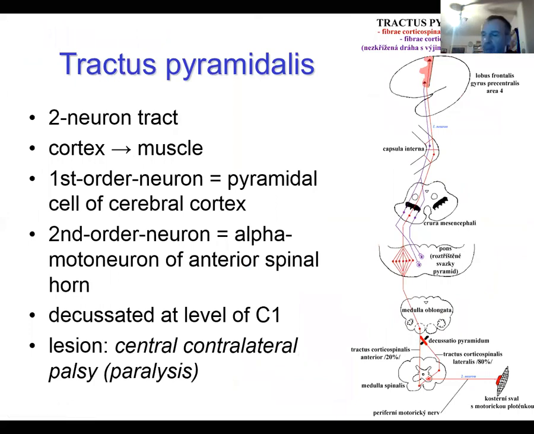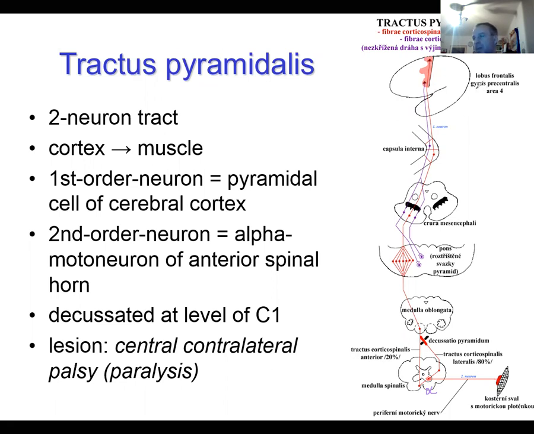So now, how do we manage the movement? We have already talked about this peripheral part, so about the alpha motor neuron and the efferent limb, so the somatomotor fibers and the muscle. But if I would like to move the muscle, I need to send the information from the brain. So this is just to give you a basic imagination.